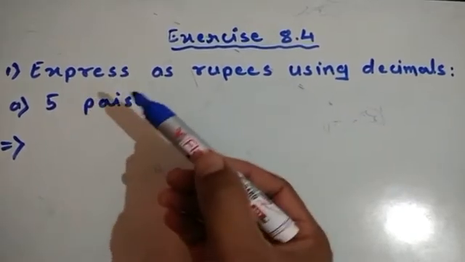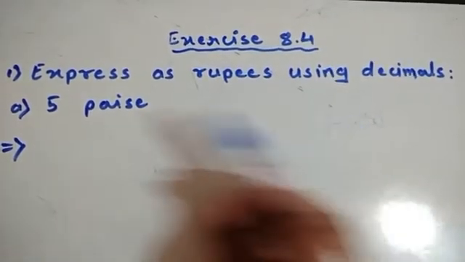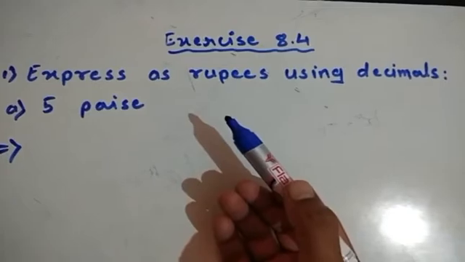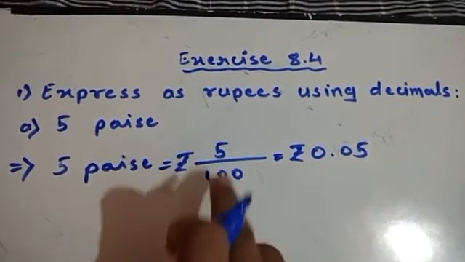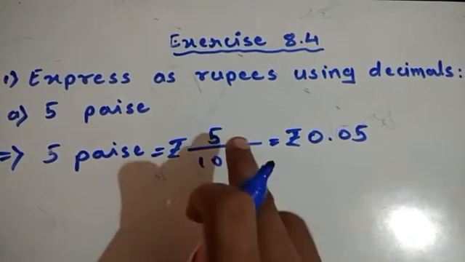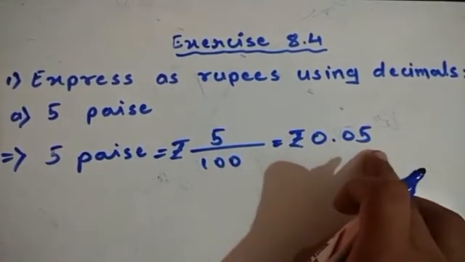First question, express as rupees using decimals. Now this 5 paise we are going to express as rupees. Therefore 5 paise is equal to rupees 5 upon 100, and that 5 upon 100 is equal to 0.05. How did we write it? See here students.